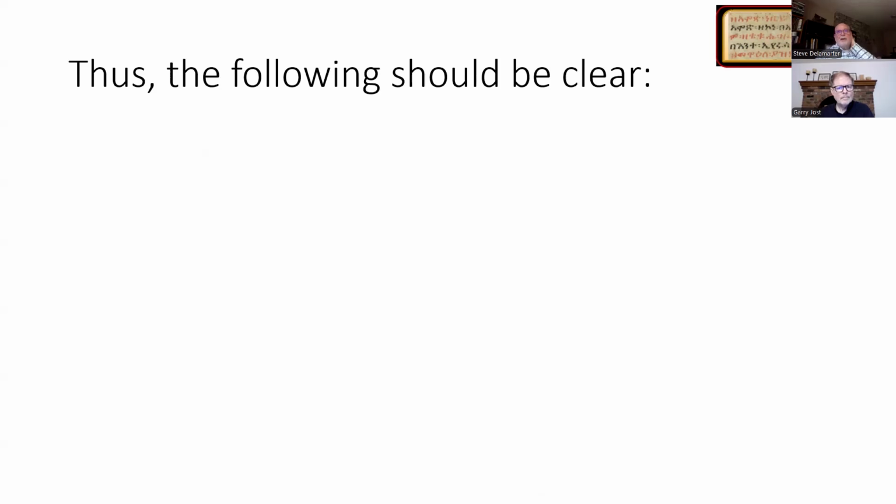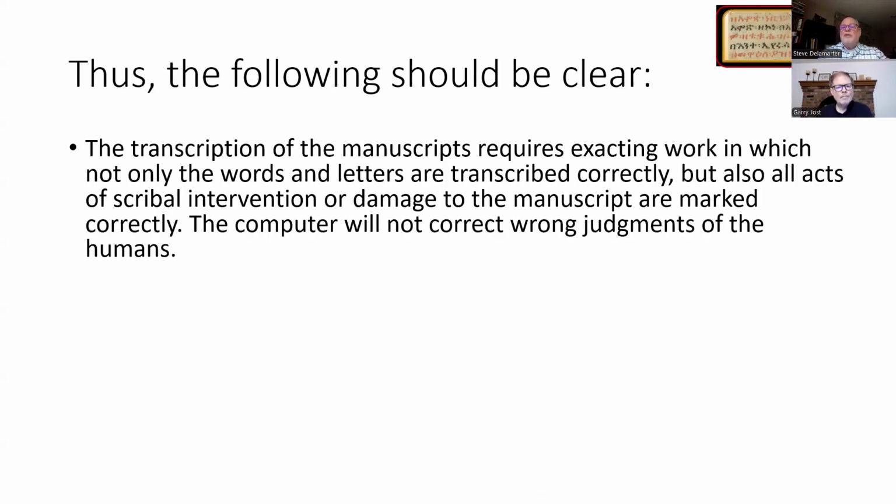So from all of this, we're hoping several things are coming clear to you. Number one, the transcription of the manuscripts requires really exacting work in which not only the words and letters are transcribed correctly, but also all acts of scribal intervention or damage to the manuscripts are marked correctly. That's because we assign different numbers to these things as we quantize this and turn text into statistics, text into numbers. It won't be able to calculate things accurately or correctly unless we've done that work right.